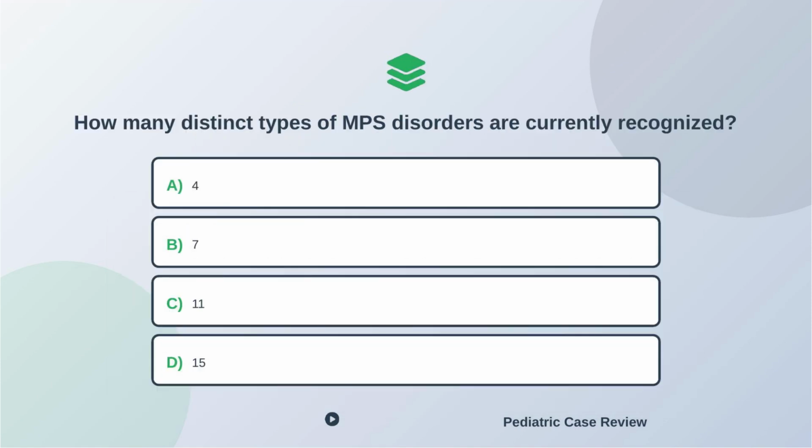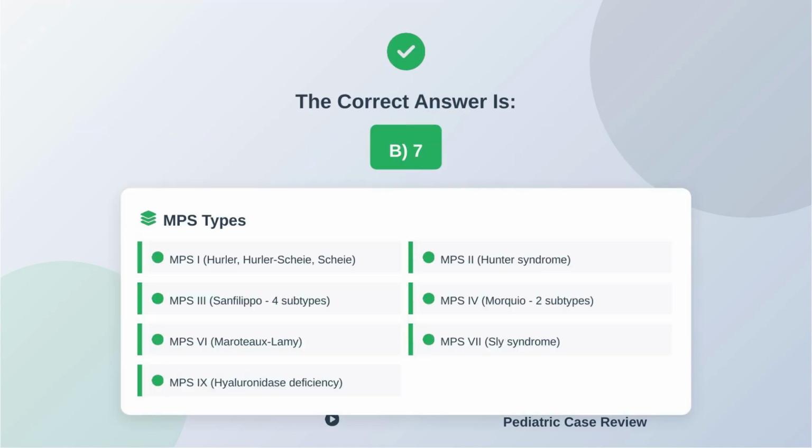Moving on to our classification question, how many distinct types of MPS disorders are currently recognized? Is it A, 4, B, 7, C, 11, or D, 15? The correct answer is B, 7.